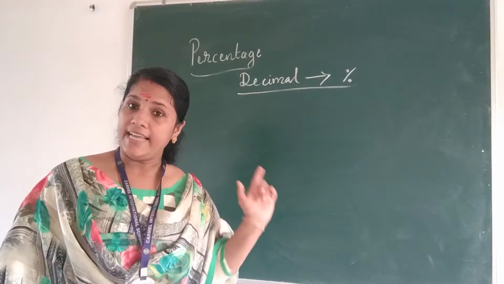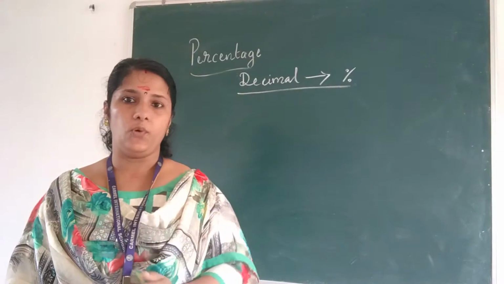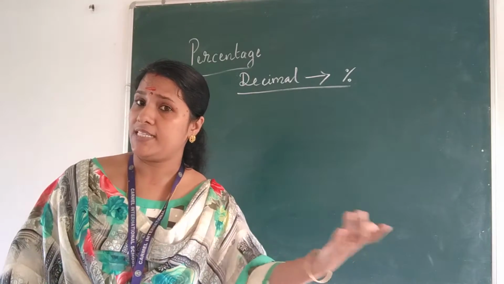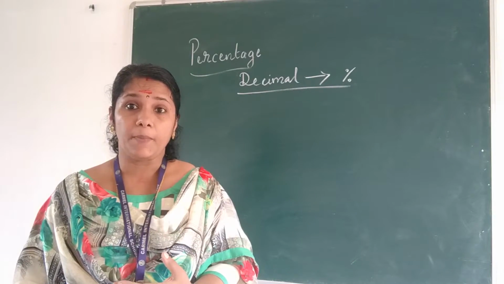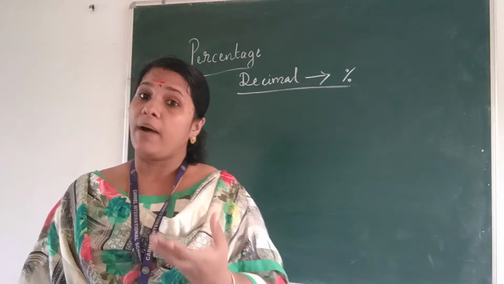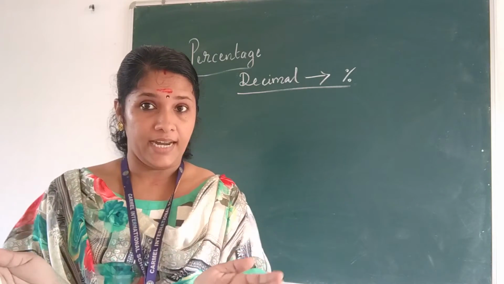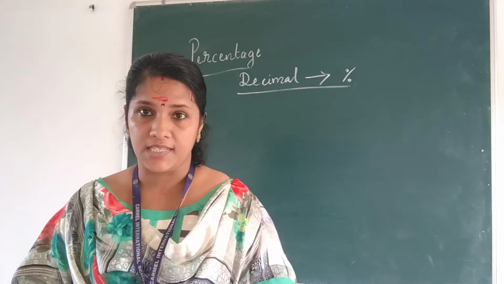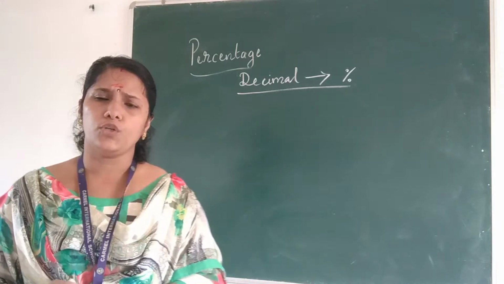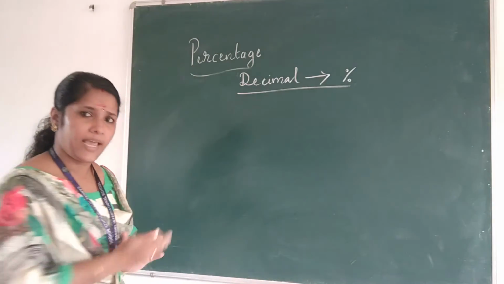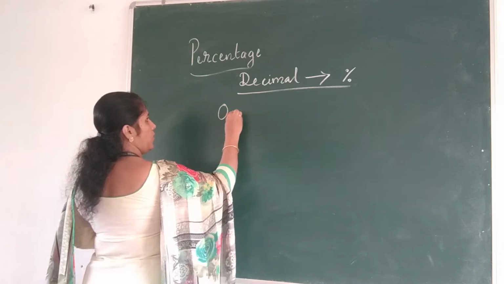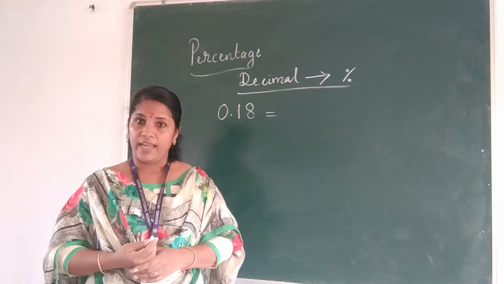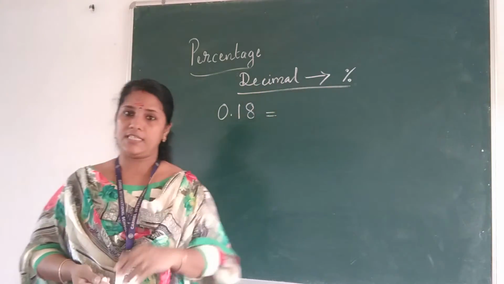Let's convert a decimal into percentage form. Do you remember how we convert a fraction into percentage? We just multiply the given fraction by 100 inside the bracket, and just give the sign of the percentage outside, right? Here also we are going to do the same thing. Let's do it with an example, 0.18. We are going to convert it into percentage form.